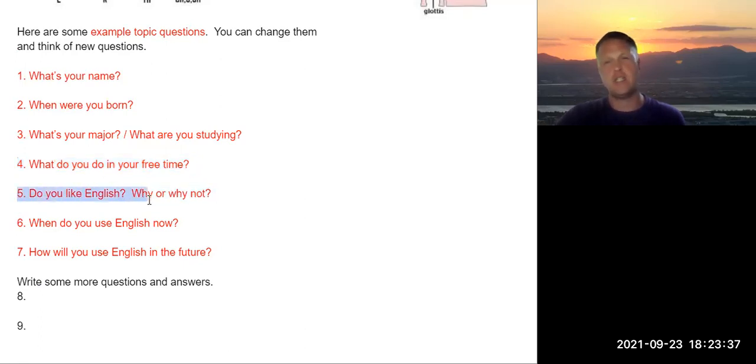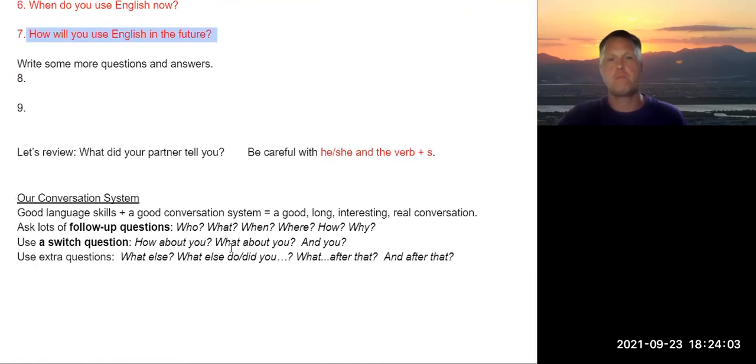He doesn't like English because it's difficult. She likes English because it's fun. He uses English online when he chats with people from around the world, from other countries. She never uses English. He'll probably use English for his job. She might use English when she travels. Okay.